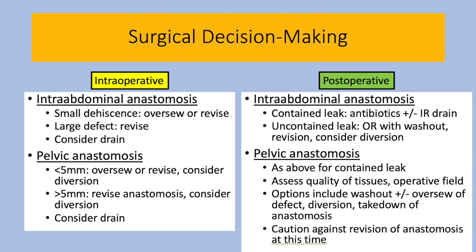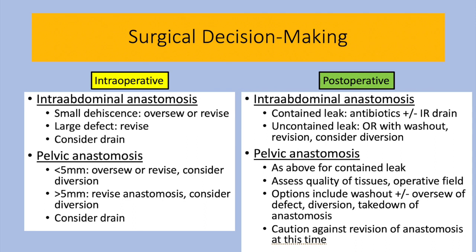A summary slide regarding surgical decision-making. Clearly, the surgeon must take into consideration the status of the patient while considering the options. For intraoperative leaks, the intraabdominal anastomosis may not be noted to have a leak unless mucosa or succus is grossly visualized. Alternatively, if colonoscopic evaluation reveals a small dehiscence, we can consider these options of oversewing or revision. If the defect is large, a revision is warranted. A drain can be considered, but not to prevent leak, but to alert postoperatively that there may be a problem.